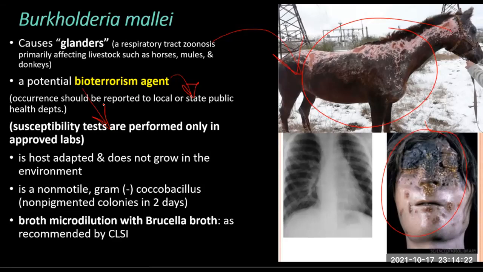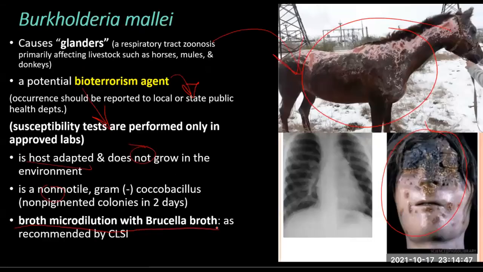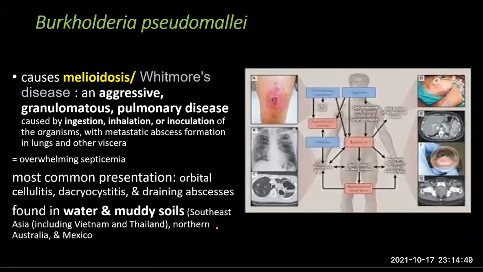While this organism is host-adapted and does not grow in the environment, it is a non-motile gram-negative coccobacillus with non-pigmented colonies in 2 days. As the CLSI recommended, broth microdilution with Brucella broth must be utilized for its identification. And if we had glanders with Burkholderia mallei, we also have melioidosis, or Whitmore's disease, with Burkholderia pseudomallei.